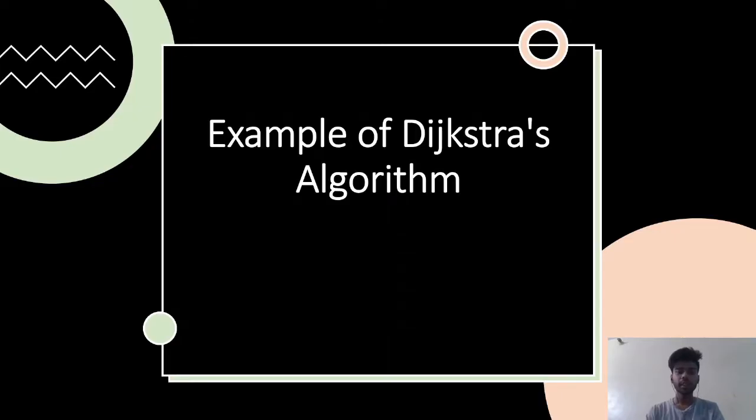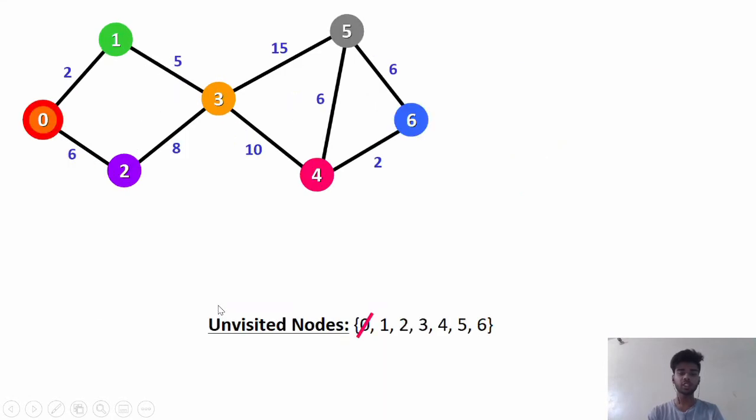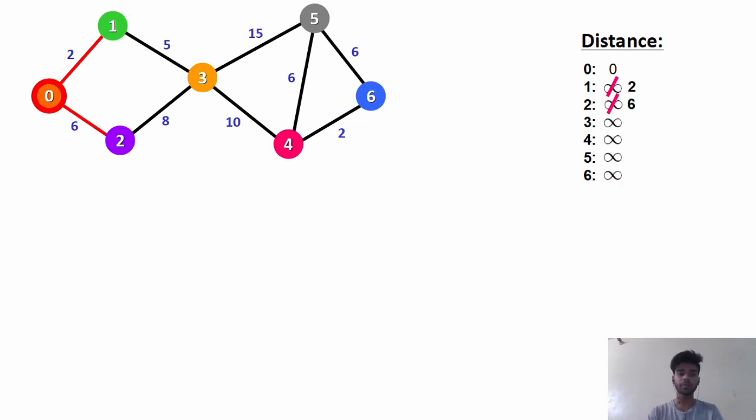Let's look at an example of Dijkstra's algorithm and see how it works behind the scenes. We will be taking this graph and we have to find out the shortest path to all the other nodes. And this is the distance table, and we don't know any distance, so we will mark it as infinity, and this is the unvisited nodes array. We will cross out nodes one by one when we visit each node. So we have visited node 0, its distance to itself is 0, so we'll mark it as visited and cross it from the unvisited nodes array.